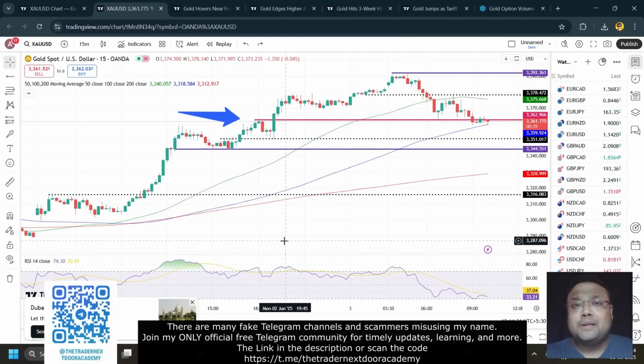But keep your eyes open, because for the last couple of weeks, we have seen that gold has been crazy. Trading on gold has really been difficult. So be careful, and let's discuss the levels one by one.